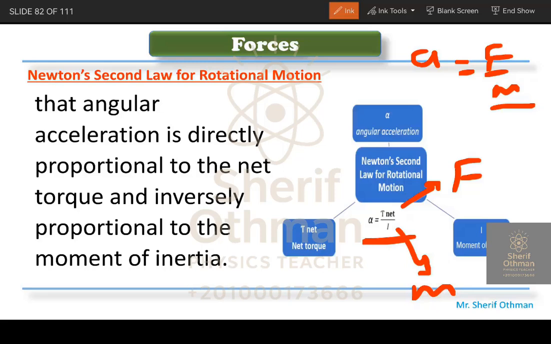Torque is equivalent to the force applied in linear motion to make the object accelerate, and I is similar to the mass of the object. So, by the end, Newton's second law for rotational motion: the angular acceleration is directly proportional to the net torque and inversely proportional to the moment of inertia, similar to a equals F over m in linear motion.